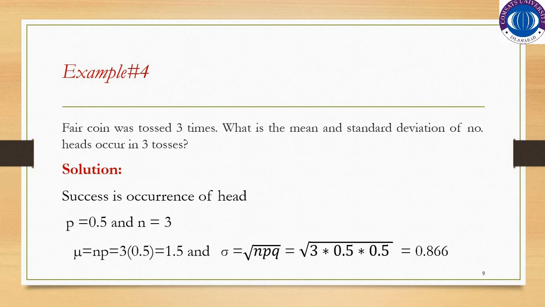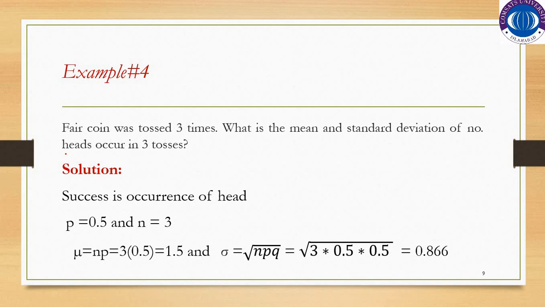Now, next example: a fair coin was tossed 3 times. What is the mean and standard deviation of the number of heads occurring in 3 tosses? As you know, tossing a coin is a binomial process, in that each trial has two possible outcomes, success and failure. Here we are interested in the number of heads, so success will be the number of heads, and the probability of success remains constant from trial to trial.